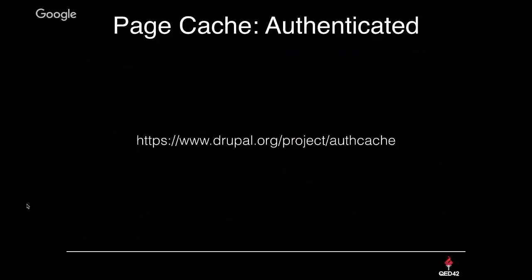The third problem was there was no way to handle authenticated user cache in core. There was a contrib module which a lot of us might have used, auth cache. Now this provides a way to cache data for authenticated users as well in Drupal 7. But in core, there was nothing yet.